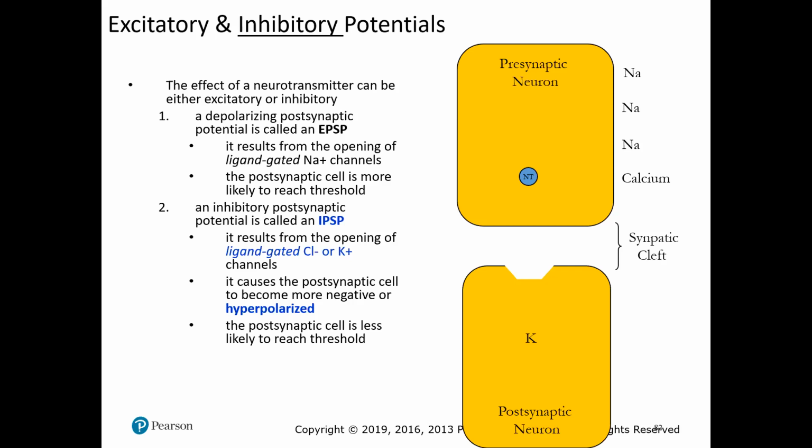So we're hyperpolarized. Here comes the action potential in the upstream neuron. There goes the neurotransmitter, lands on the downstream neuron, opening up potassium gates, and potassium leaves. And the charge on the membrane goes from minus 70 to minus 90 or greater. We have become hyperpolarized, and it's that much more difficult to reach threshold.